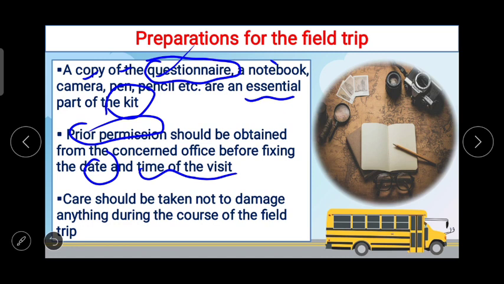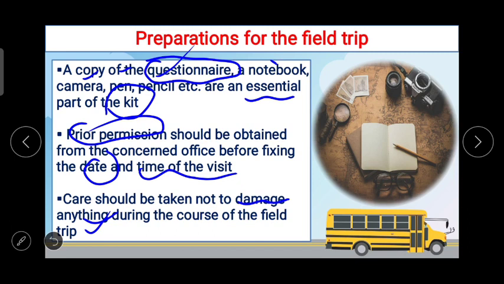Care should be taken not to damage anything during the course of the field trip. जिस भी जगह पे आप जा रहे हैं वहाँ पर भी कुछ डैमेज नहीं होना चाहिए. And while traveling from one place to another place, at that time also you should think about all these things.